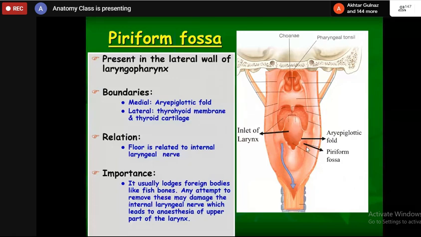What are the areas which will be supplied by the internal laryngeal nerve? The internal laryngeal nerve is purely sensory. It will only supply the mucous membrane of the larynx above the vocal fold. Now, when the internal laryngeal nerve gets damaged, it will lead to anesthesia of the upper part of the larynx. This is all about the piriform fossa.